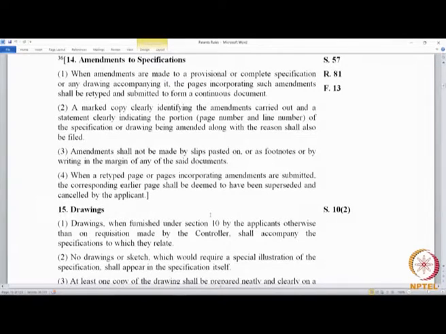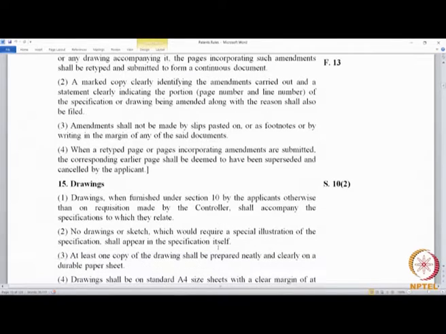14.4 Where a retyped page or pages incorporating amendments are submitted, the corresponding earlier page shall be deemed to have been superseded by and cancelled by the applicant. This is just mere substitution of pages so that the amended page becomes numbered as part of the original pagination. That becomes the relevant pagination.